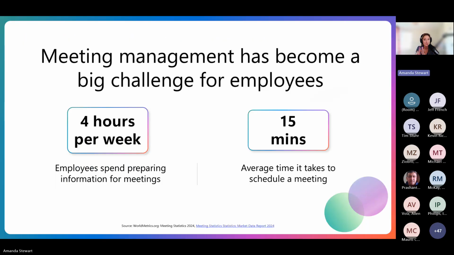Now, if we take that one more step further, this is where it really starts to hit your day-to-day work. Meeting management itself has become a big challenge and a big productivity drain. So, there's two numbers here that I want you to really think about. On average, employees everywhere are spending about 4 hours per week just preparing for meetings. That's not the meeting itself. That's time spent going back through emails, chats, documents, trying to piece together context before you even join the meeting. And then on the other side, we've got something as simple as trying to schedule a meeting, which takes about 15 minutes on average. Again, not the meeting, the coordination of the meeting.